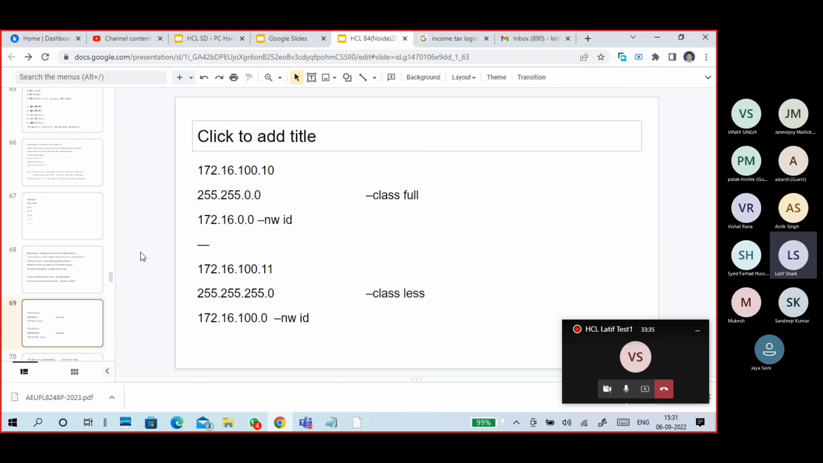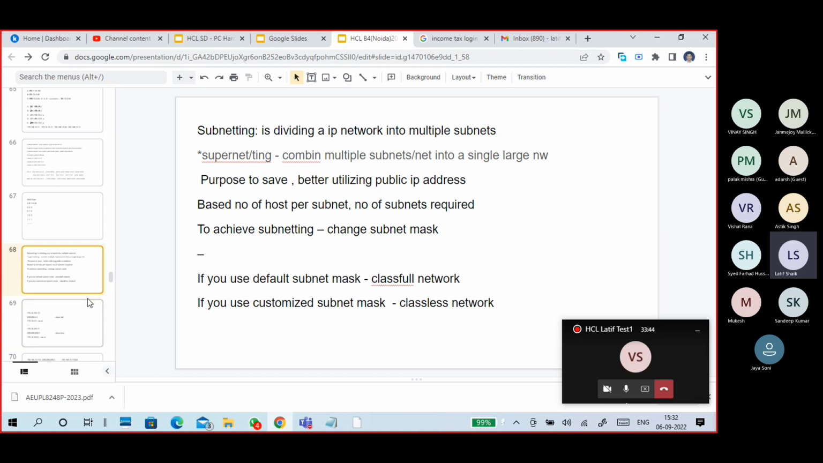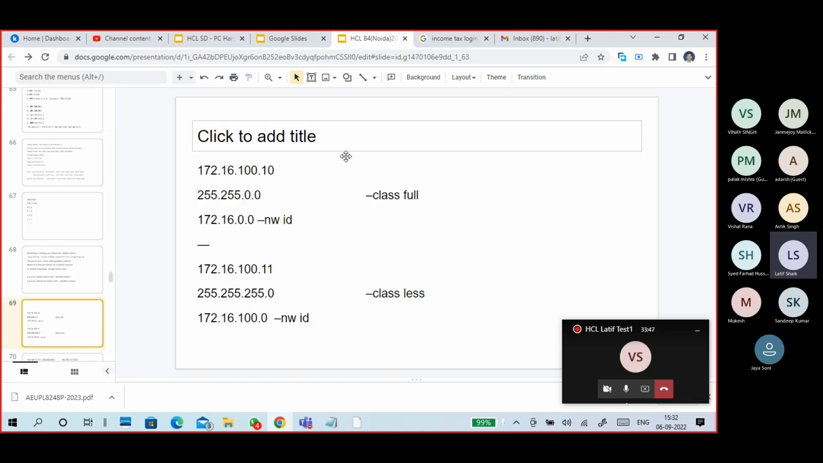Network ID changes. This is only for an idea, guys, not for exactly the teaching part. If you want to learn the networking subnetting concept, that is separate. We are not doing that one now.